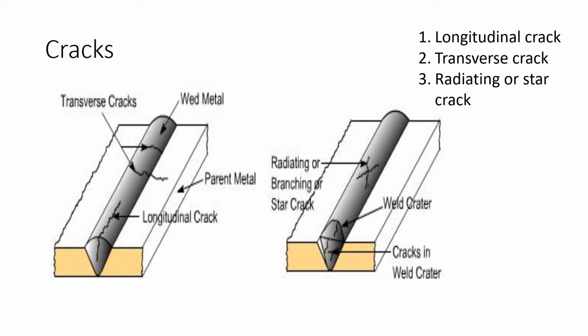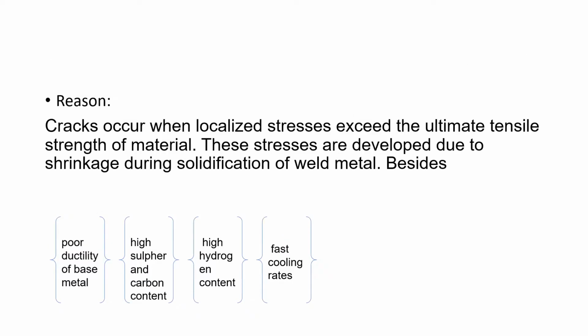In the first figure, it can be seen the longitudinal cracks along the length of the weld bead, and across the weld bead, transverse cracks, and also in the second figure we can see the star crack. Now, what are the reasons for which all those defects occur, we will analyze one by one, and from that reason itself we can understand what the remedies can be.